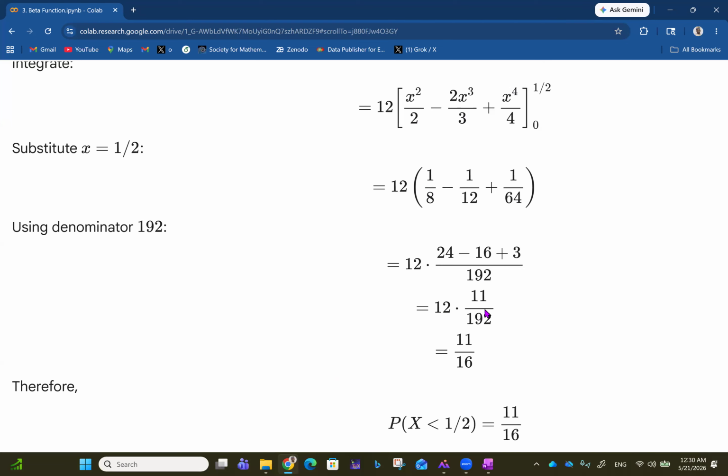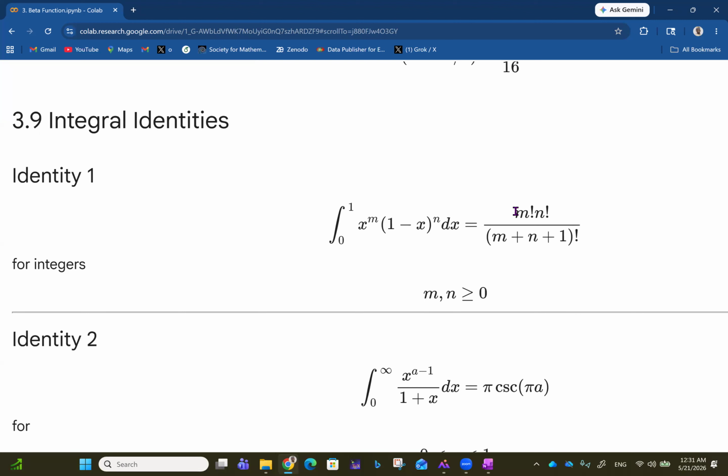Then we have integral identities. Identity one is that the integral from 0 to 1 of x raised to power m into 1 minus x raised to power n dx is simply m factorial n factorial all over m plus n plus 1 factorial, for integers m and n greater than or equal to 0. That's more like gamma m plus 1, gamma n plus 1 all over gamma m plus n plus 2.